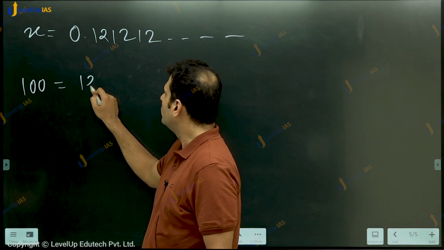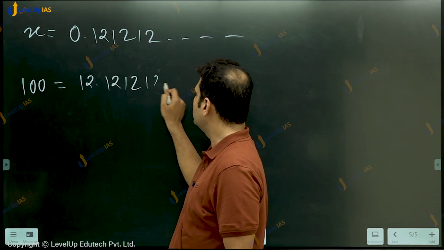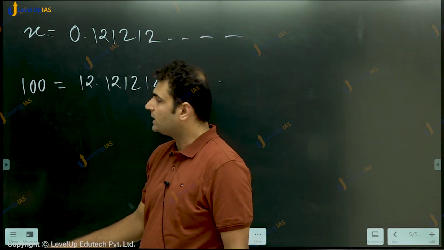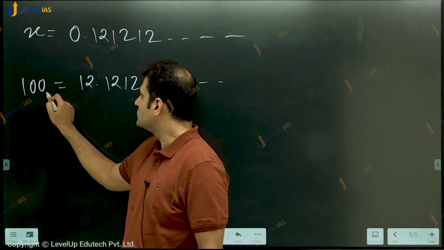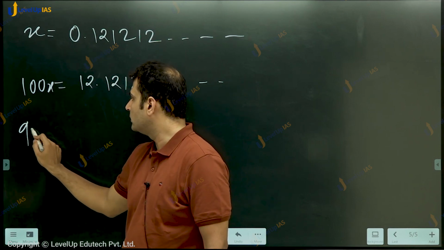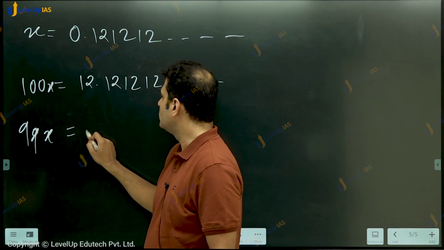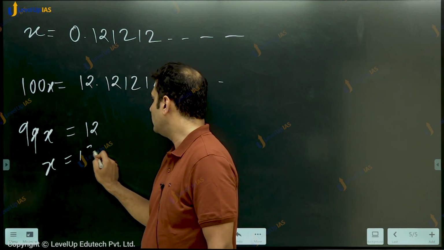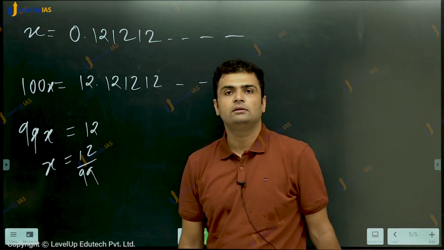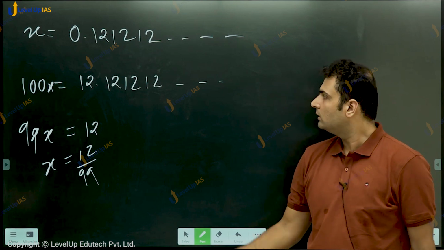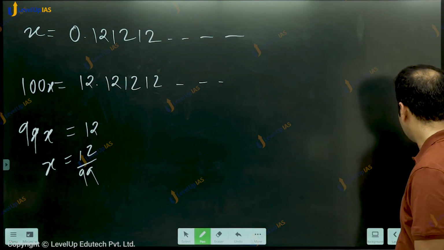you will get 12.121212, so now this 1212 will cancel, 12 minus 0, this is 100x, I called it x, because I, you will get 99x is equal to 12, x is equal to 12/99. Fine, I think you must have got the idea.